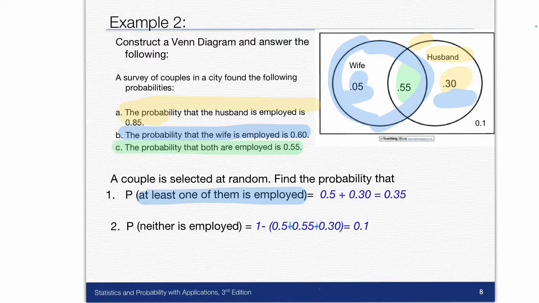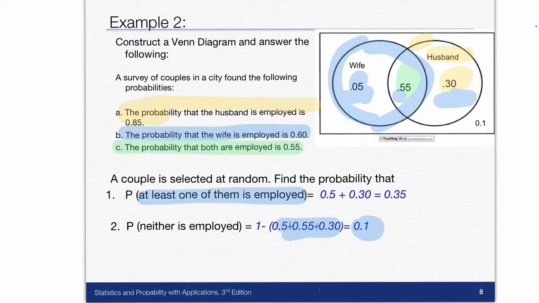Number 2, probability that neither one is employed would mean I would take all three of these probabilities on my Venn diagram because these three in the circles represent somebody's employed. Add them up and subtract them from 1. So I have 1 minus, and then this is the sum of the 3. Okay, 0.05 plus 0.55 is 0.6, plus 0.3 is 0.9. So 1 minus 0.9 gives me 0.1.